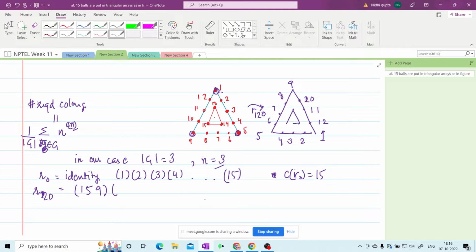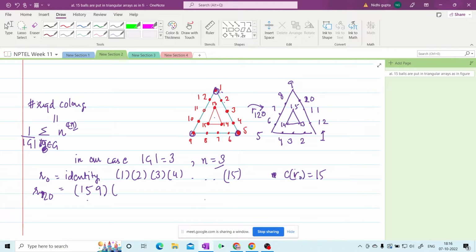And similarly the inside balls. So the 13th ball goes here, the 14th ball here, and 15. So after rotation by 120 degrees, our figure is like this. And if we want to write R120 as a product of disjoint cycles, it will be 1 goes to 5, 5 goes to 9, and 9 again goes to 1. So the cycle is closed.